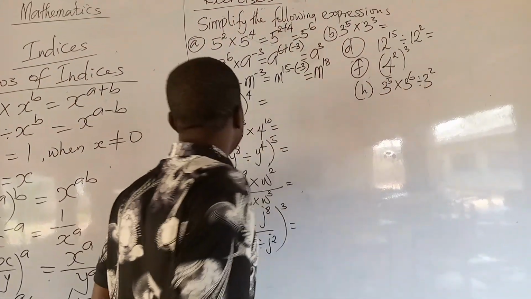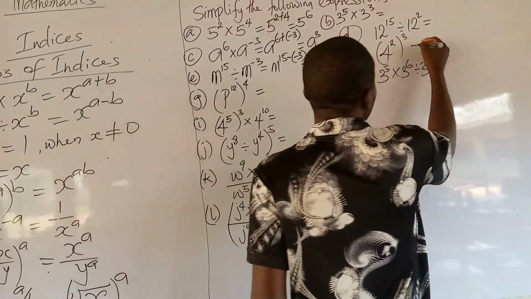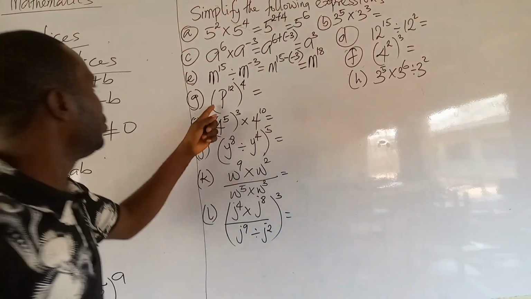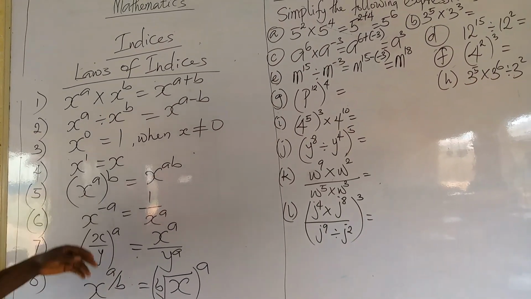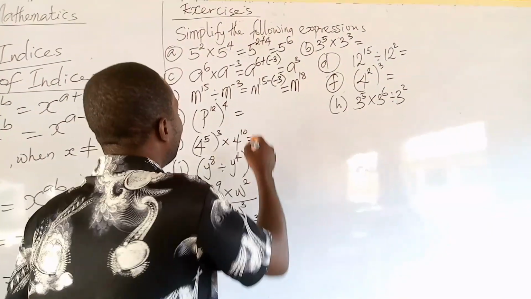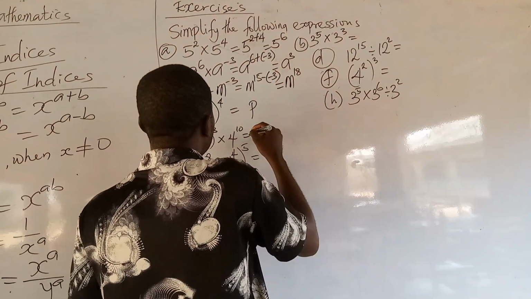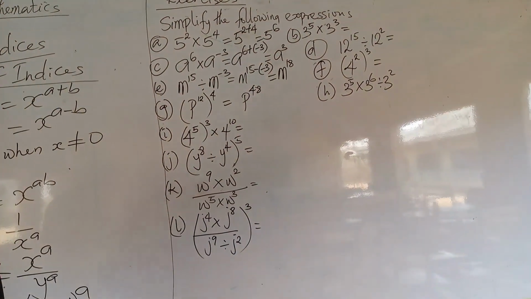and that is going to be m raised to power 18. Now if you come to G, so you have another one to try here. If you come to G, you can see that we're looking at the fifth law, law 5 there. So it's saying that we should just multiply the power. That means we're going to say P raised to power 48. And that's the answer there.